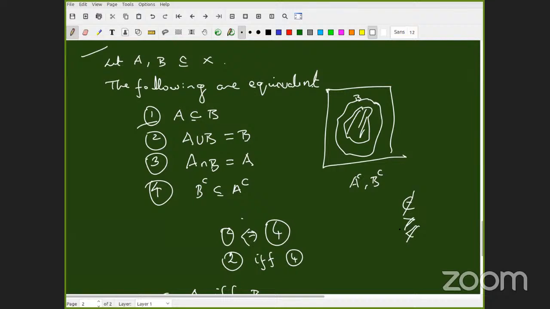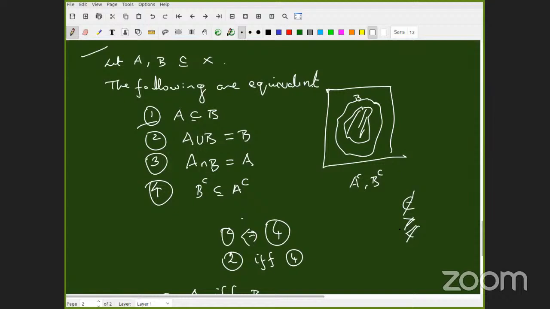So I will start the proof. Let X belong to A. Given A is a subset of B, therefore X belongs to B. Therefore X is in A and X is in B. Therefore X belongs to A intersection B. Therefore A is a subset of A intersection B.